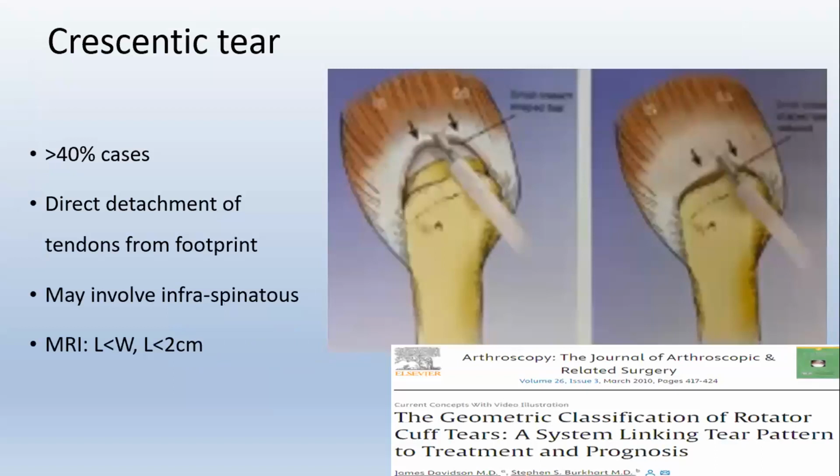In crescentic tear, it constitutes about more than 40% of cases. That is, it is a direct detachment from the tendon from the footprint. That is, it may involve mainly infraspinatus. Here, the length will be less than the width. That is, length will be less than 2 centimeters.